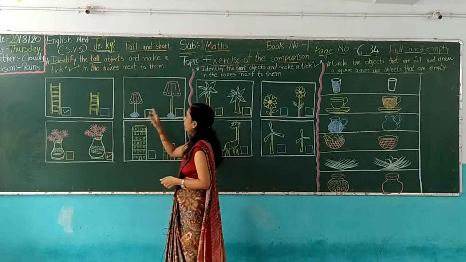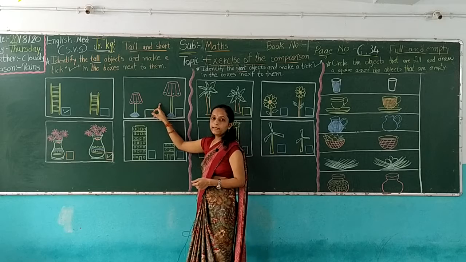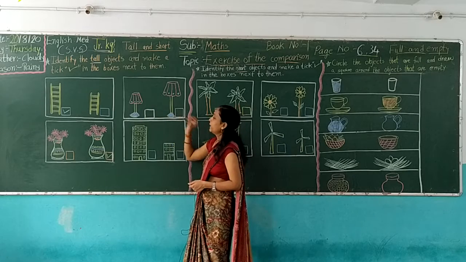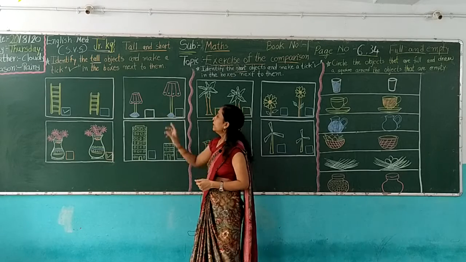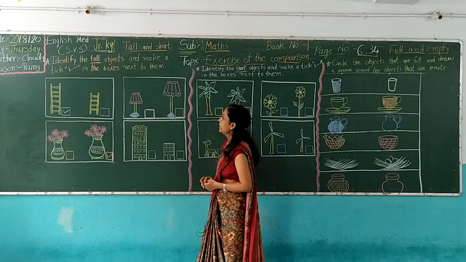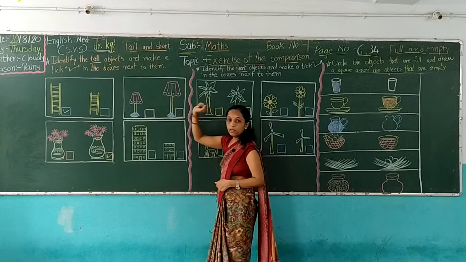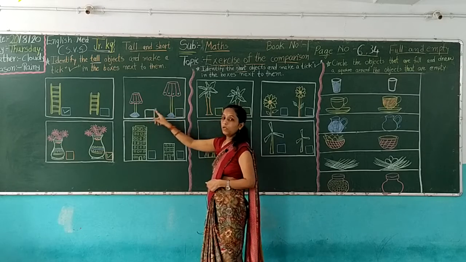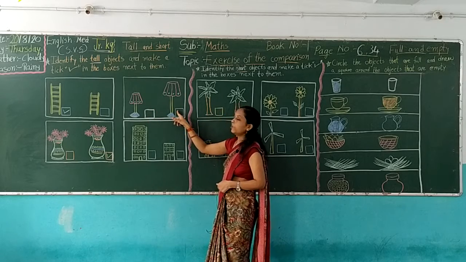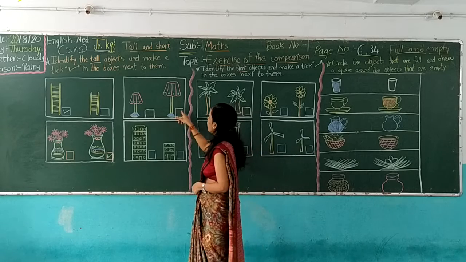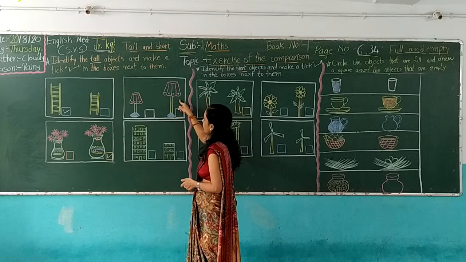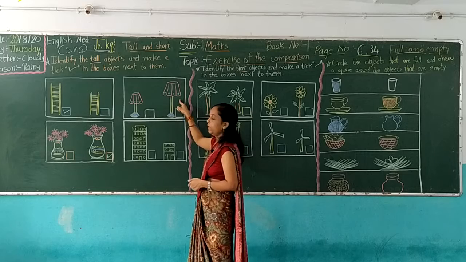And next, what is this? These are two night lamps. Which night lamp is tall? This? No. This? Yes. Tick the right here, tall object. So this night lamp is tall.